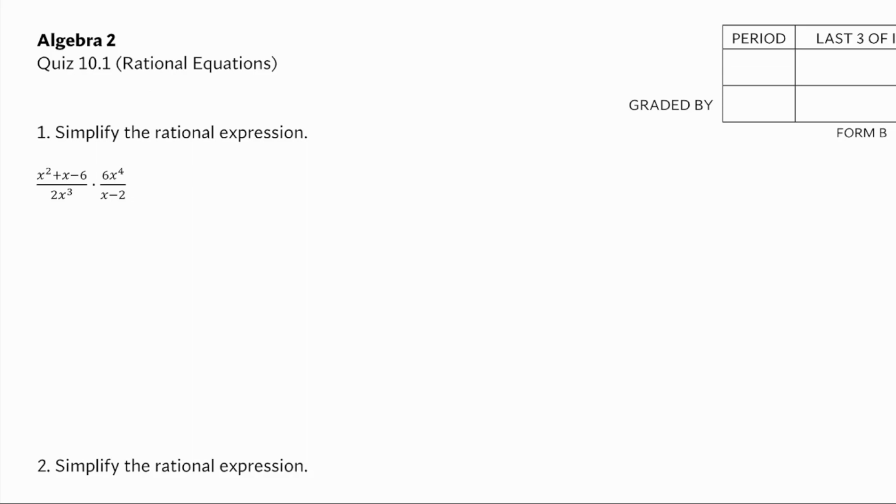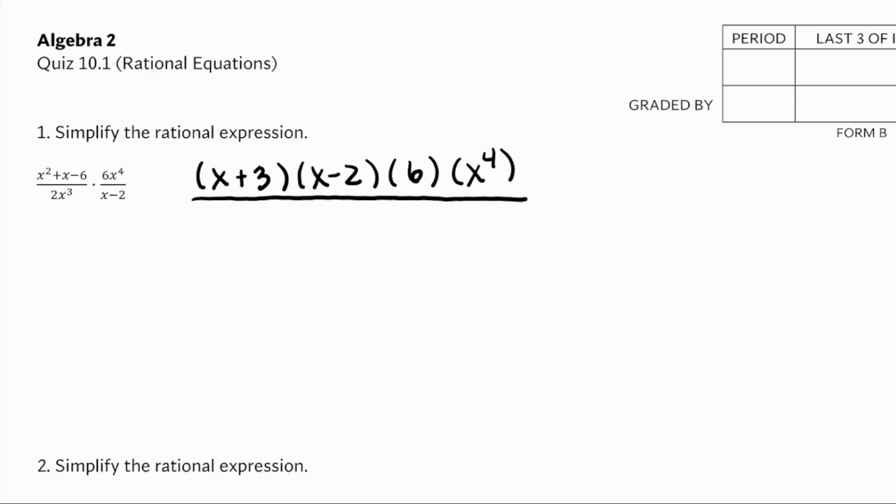All right, now Form B. We're just going to start back over, simplify the rational expression. So if we're multiplying two things straight across, we can start by factoring, or we could multiply and then factor. It's all the same thing. So two numbers that multiply to negative 6 and add to 1, that would be 3 and negative 2. And I'm multiplying by a 6 and an x to the 4. Now in the denominator, I've got a 2 and an x cubed. Maybe I'll put the 2 here and the x cubed right there, and an x minus 2.